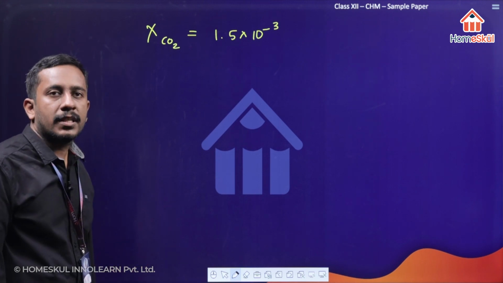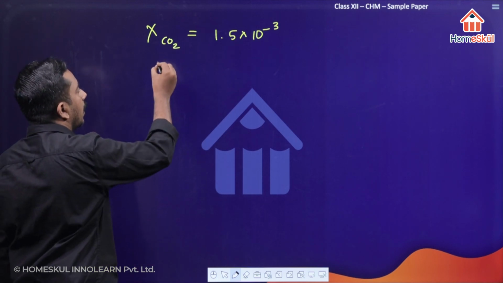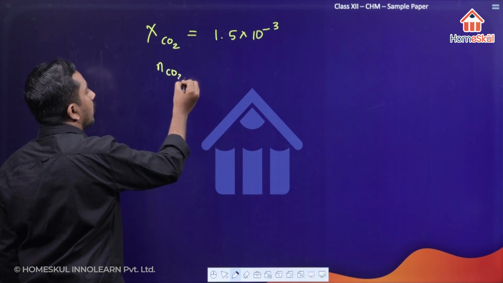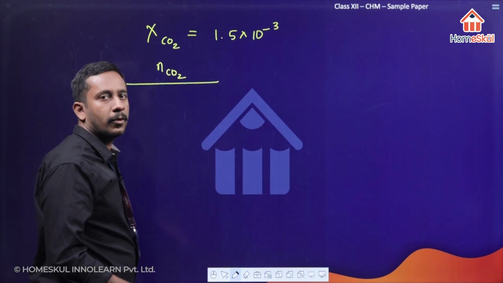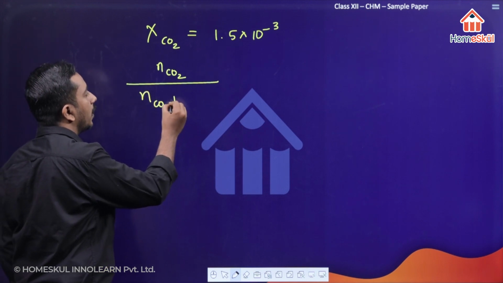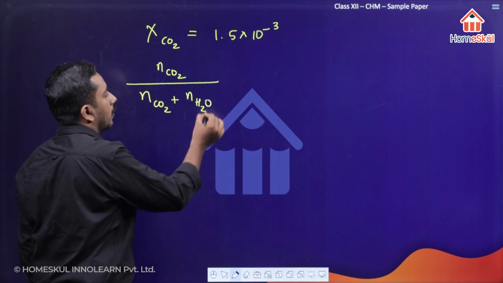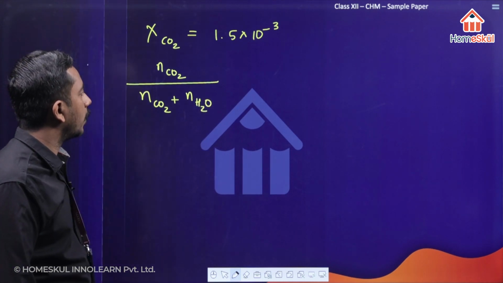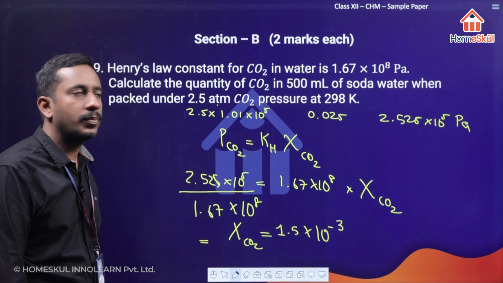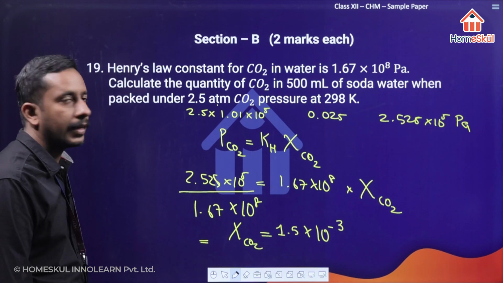Now we have to just substitute this value in the equation for the mole fraction of carbon dioxide. So we know that the mole fraction of carbon dioxide is the number of moles of carbon dioxide divided by the total number of moles in the solution. That means the number of moles of carbon dioxide plus the number of moles of water. Right? So we have to find out the number of moles of water. Here it is 500 ml of soda water that is present, so the weight of the water will be 500 gram.